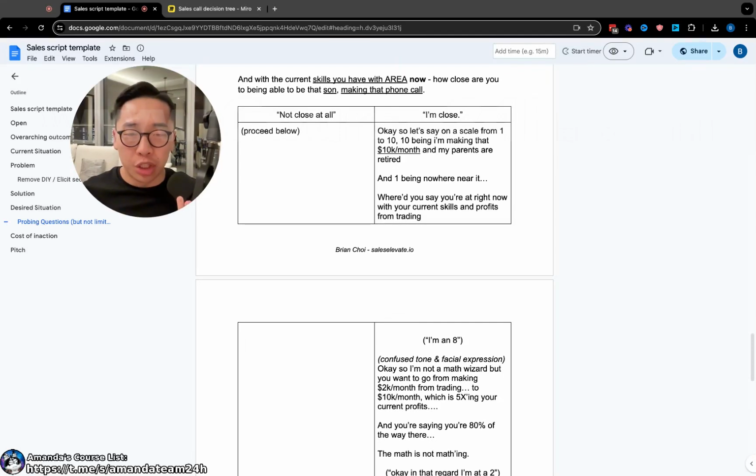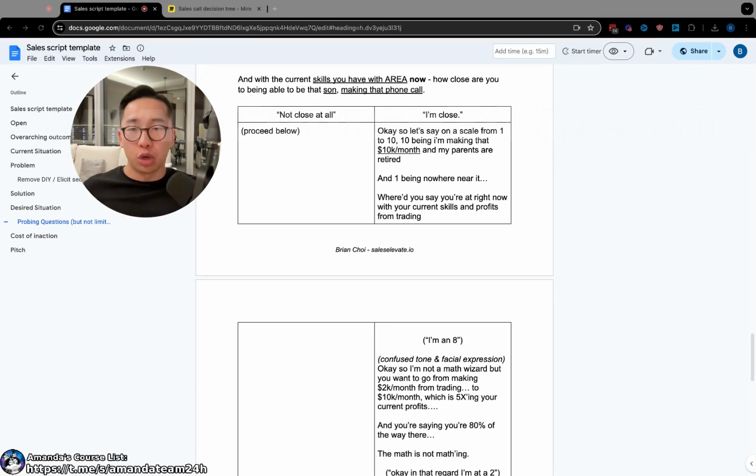Cost of inaction section of the sales call structure. So let's go over it. First, we're going to go over the transition part from the previous steps and the next steps, which is from the desired situation, transition, cost of inaction, transition into how you transition into the pitch.